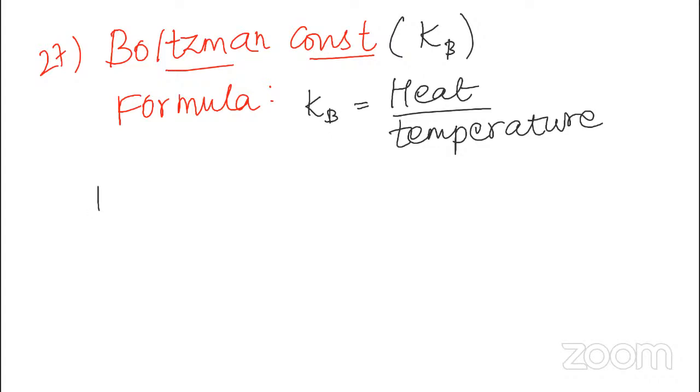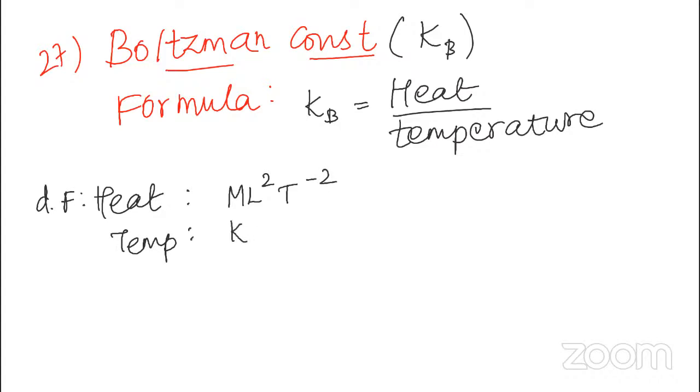Already we know the formula for heat. That is the dimensional formula for heat, which is nothing but mL square T power minus 2. For temperature, it is Kelvin. Now, we substitute in this formula for heat. It is mL square T power minus 2. And for temperature, it is Kelvin.